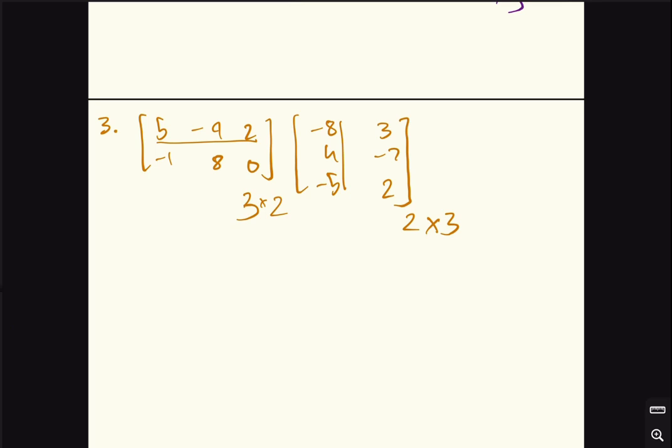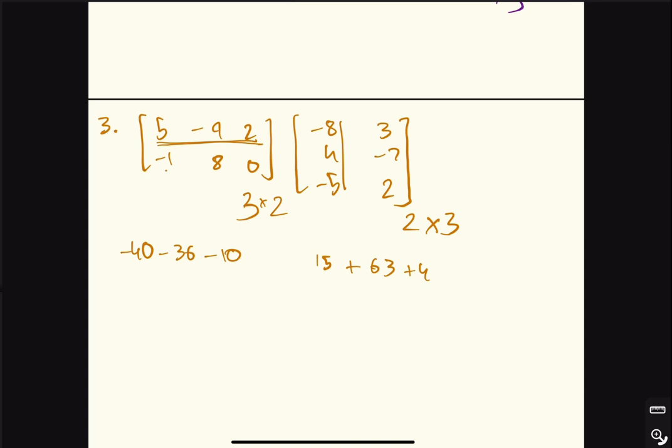Now 5 into minus 8. 8 5s are 40, minus 40 plus minus sign, right? Minus 9 4s are 36, minus 36. 2 5s are minus 10. Okay, this is our first element. Now we'll multiply this same row with this now. That means 5 3s are 15, minus 9 minus 7 plus 7 9s are 63. 2 2s are 4. Now once we are done with this row, we have multiplied this row with these two columns.